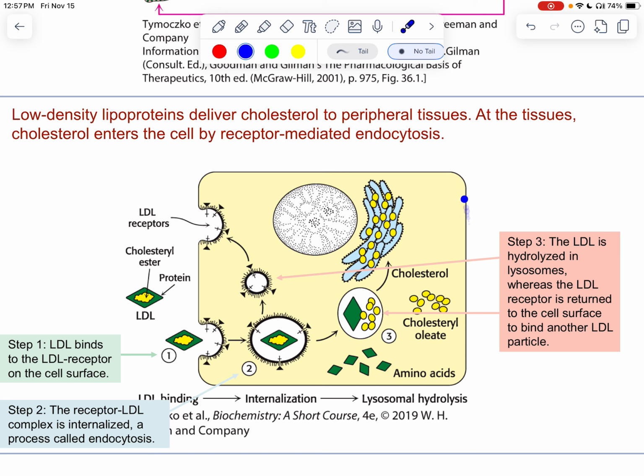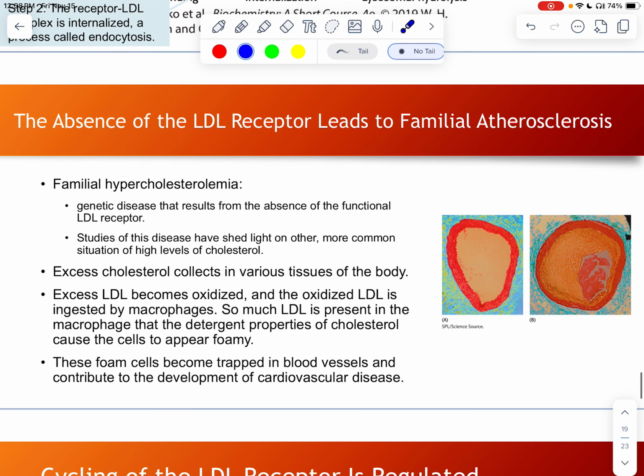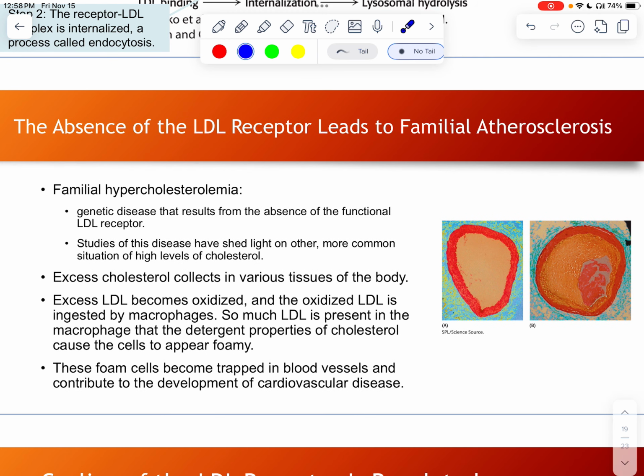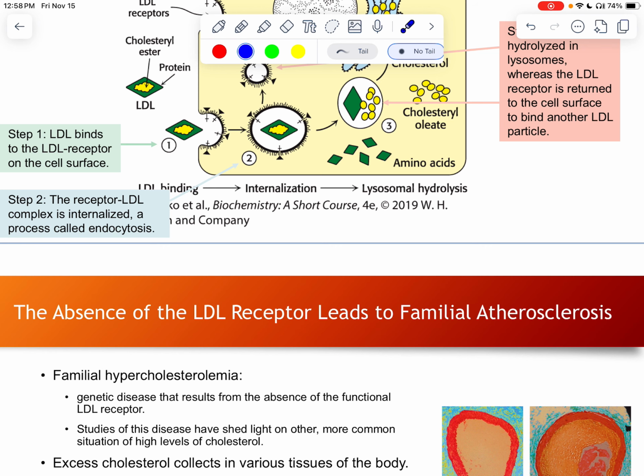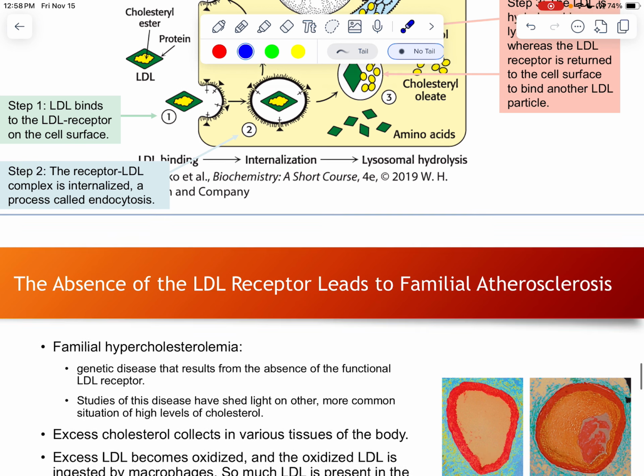So understanding these processes is going to be important for thinking about how we can help people that have high cholesterol. So let's look at a couple examples of that. In an inherited disease, this familial hypercholesterolemia, it is a genetic disease that results from the absence of a functional LDL receptor. So go back up here. Doesn't have the receptor, can't grab that cholesterol from the bloodstream, those lipoproteins.